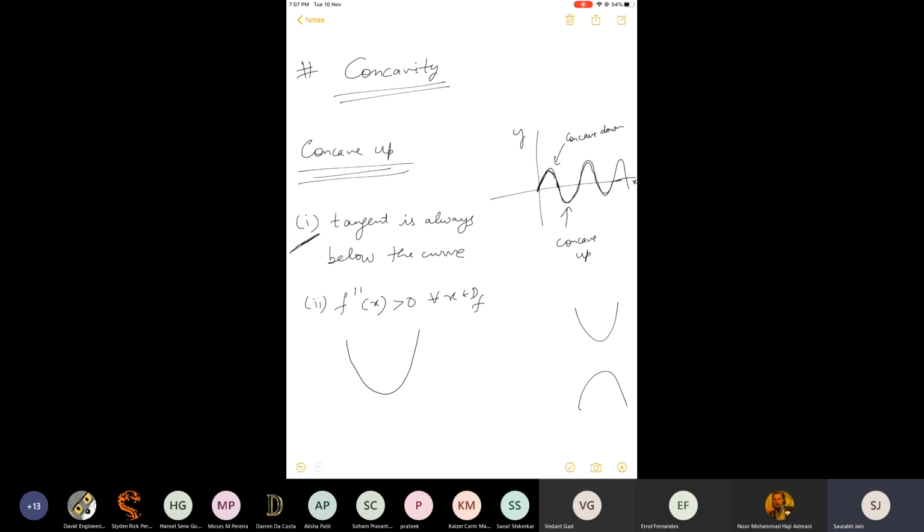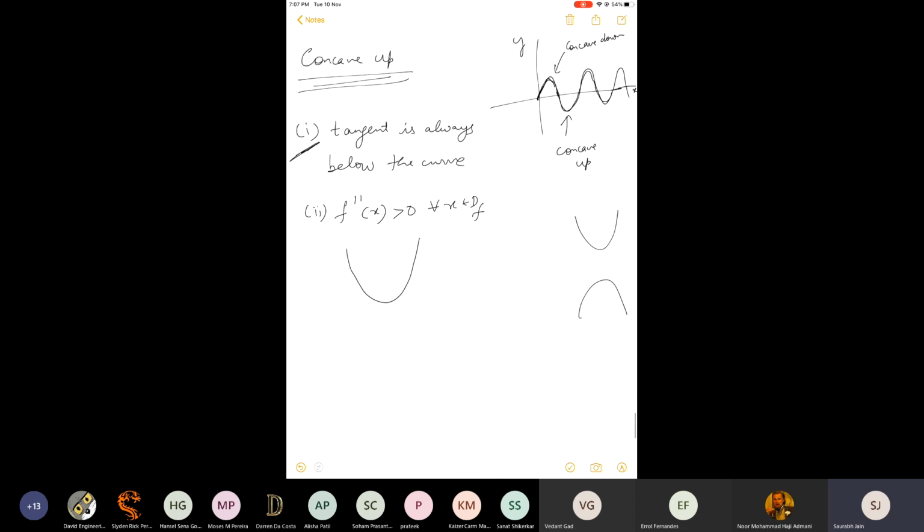Why? Because if you want to draw the graph, let me draw the same thing on the right hand side here. This is your concave up. You draw a tangent to it at any point, wherever suits you. Suppose you draw it here. What do you observe? Tangent is below the curve. You draw it here, tangent is below the curve. You draw it here, tangent is below the curve. So that is the meaning. Secondly, for such type of curves, that is concave up, f double dash x is always positive.